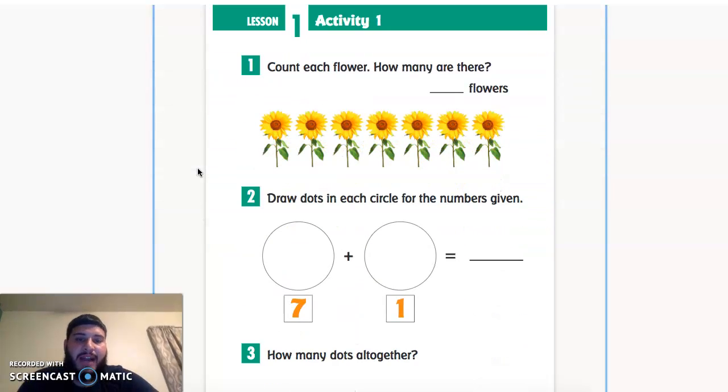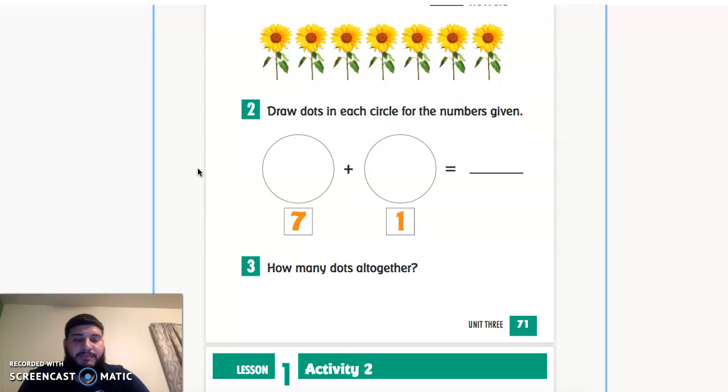Number 1, count each flower. How many are there? Number 2, draw dots in each circle for the numbers given. Number 3, how many dots are all together? You combined 7 and 1.